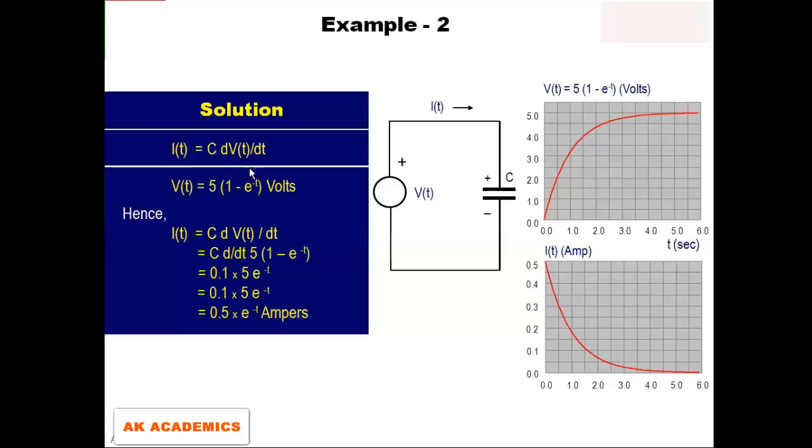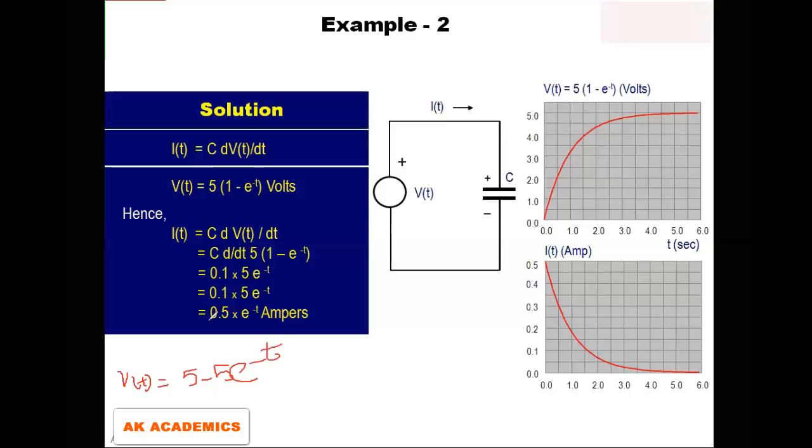You know that, right? We've talked about this before. V of t has been given to us, so we can easily find our dV/dt. What is going to be our dV/dt here? You can easily see that V of t is equal to 5 minus 5 exponential minus t.